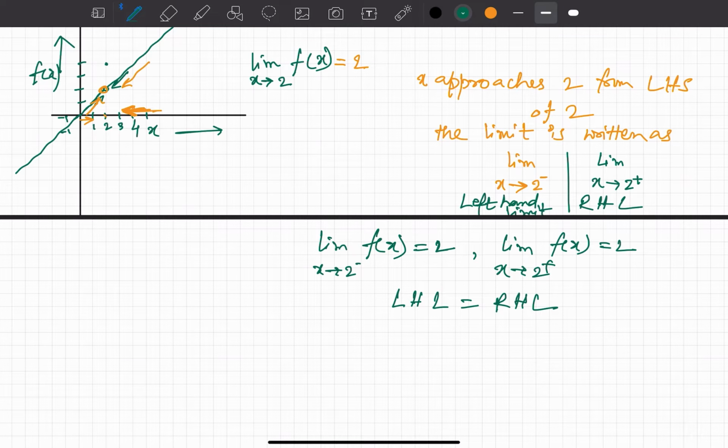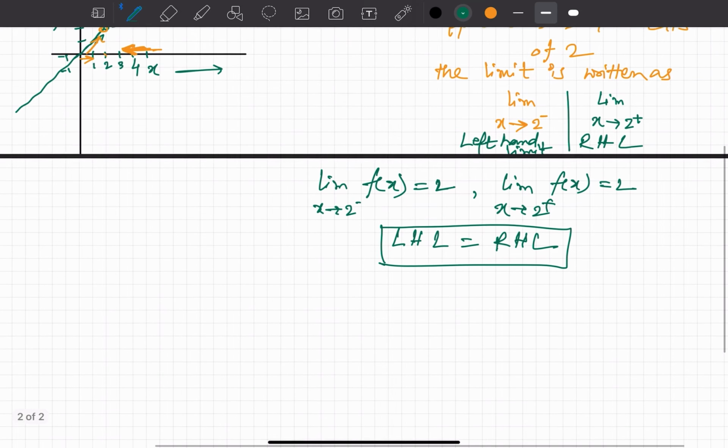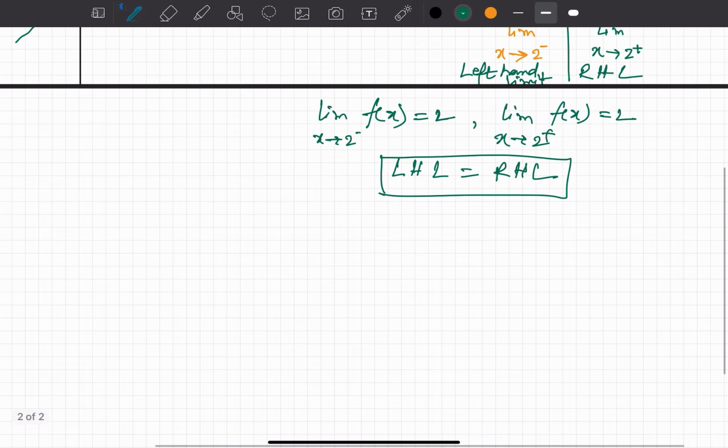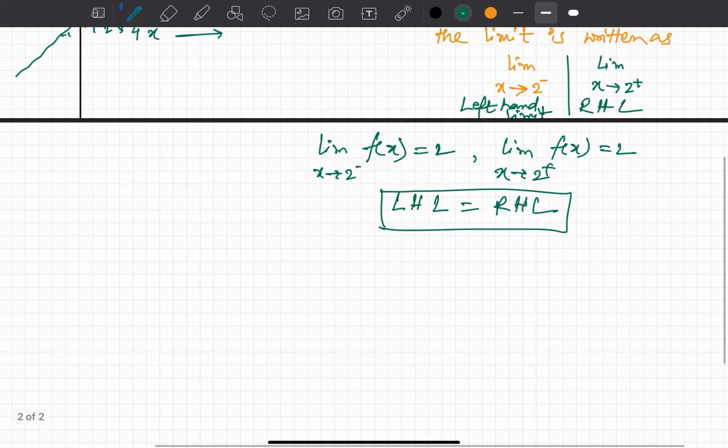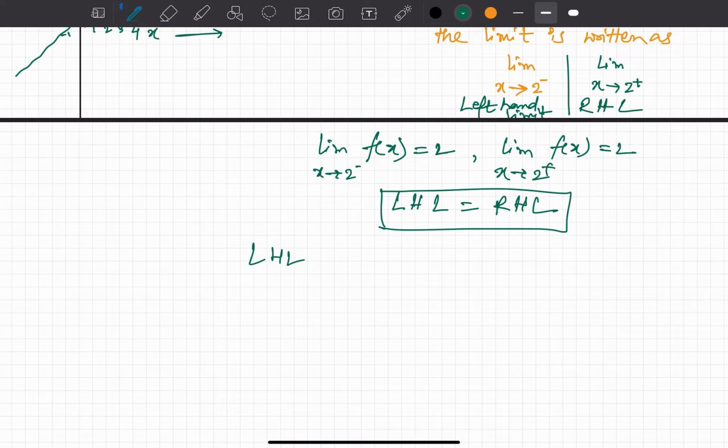This is the condition for a limit to exist. Otherwise the limit will be considered as undefined. So here the limit exists. Now we can show a different example where the LHL will not be equal to the RHL and the limit will not exist.